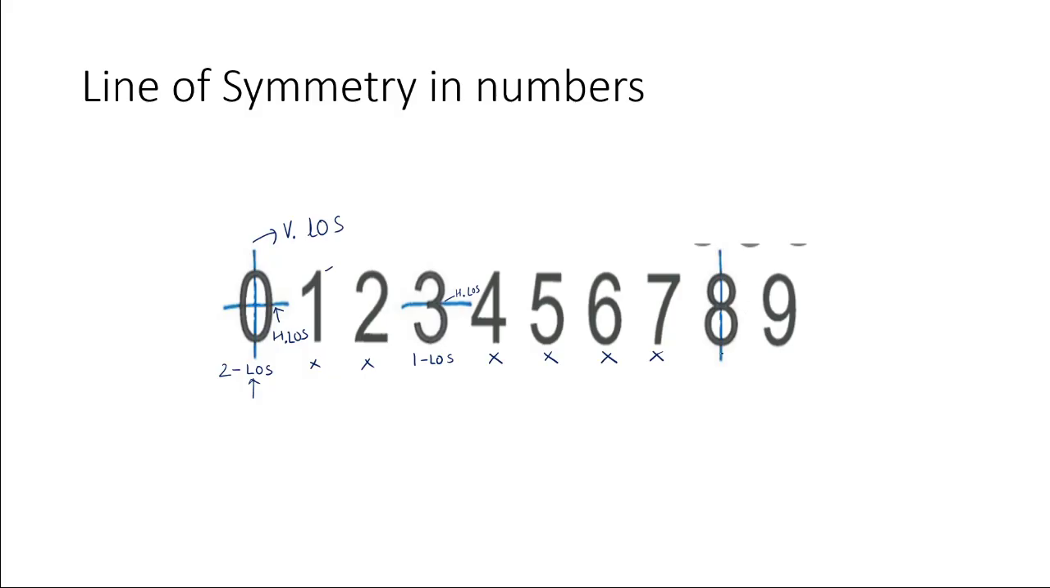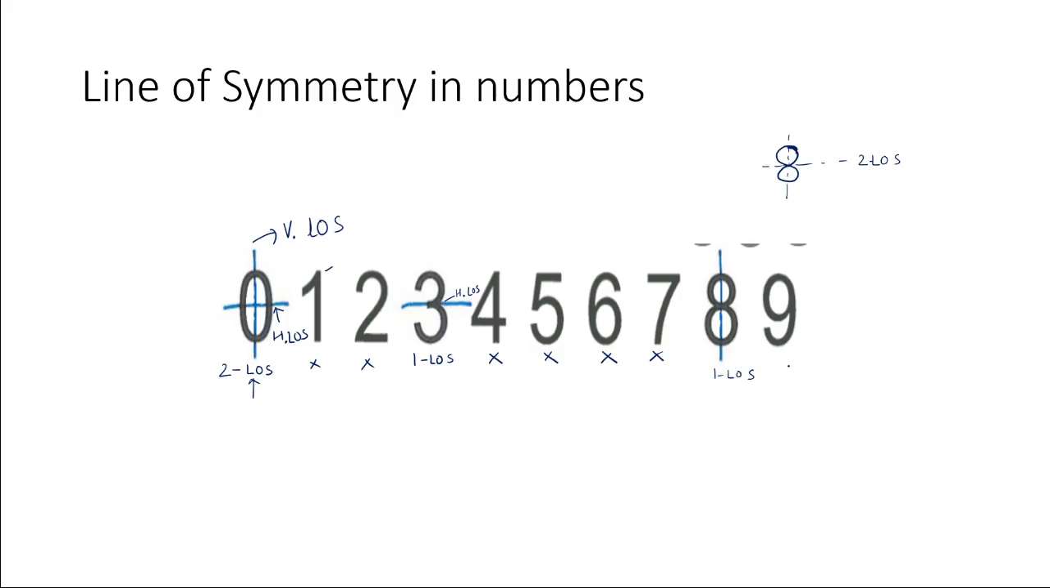Now children, look here, we have 8. If you write 8 in this way, meaning both the circles are the same, then you can divide it in this way also and in this way also. So here you can say it has two lines of symmetry. But if you see this 8, the bottom circle is greater than the upper circle, so here we will be able to draw only a vertical line of symmetry. So here you will say that it has one line of symmetry.